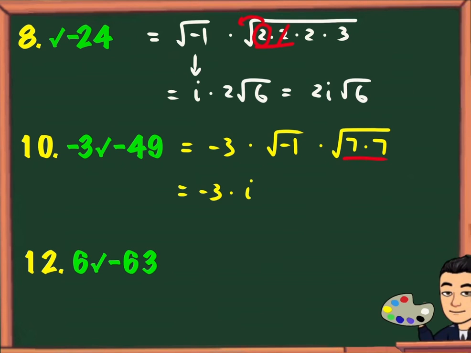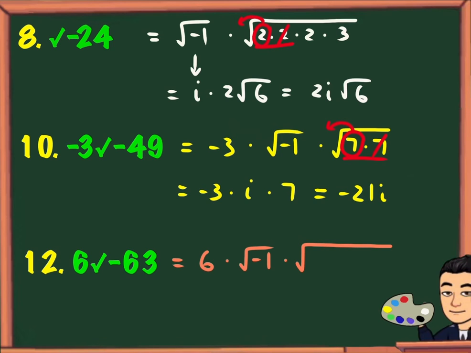Underline two of the same numbers. Circle one, cancel another one, bring this one out. So multiply by 7, and your answer is going to be -21i. For number 12, this is equal to 6 multiplied by square root of -1 times square root of 63.